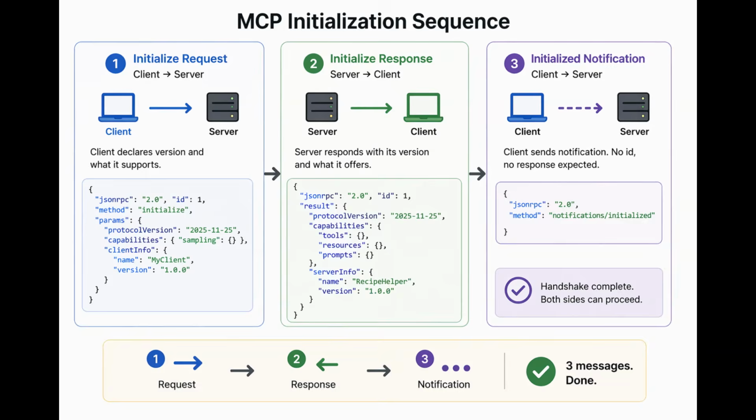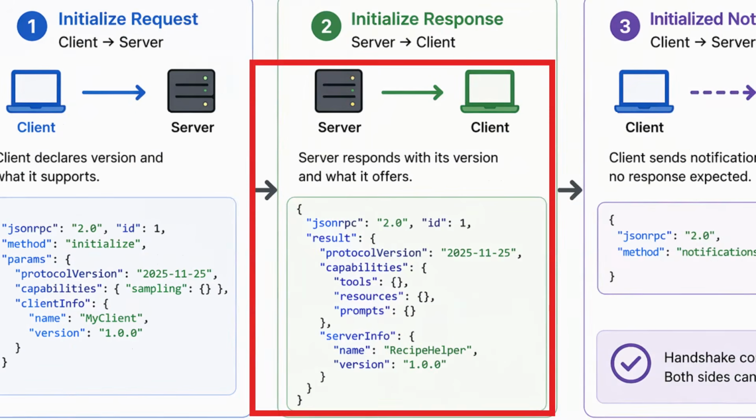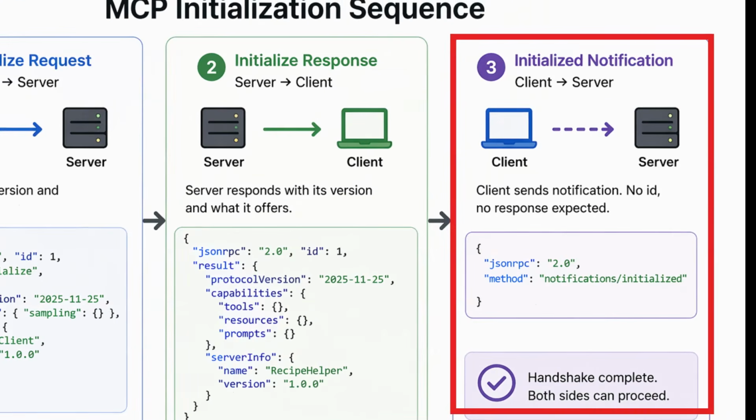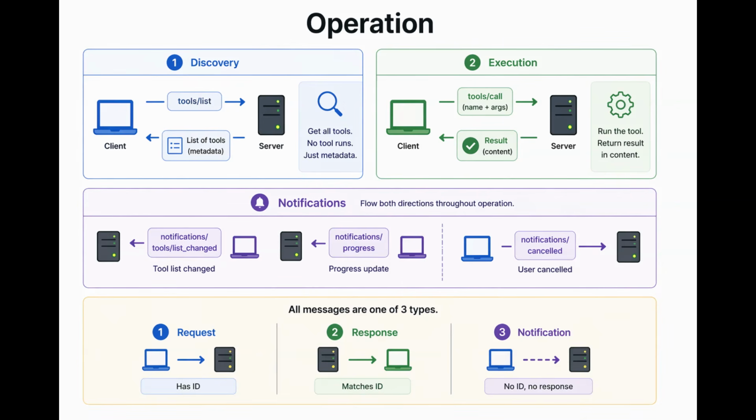Initialization. 3 messages exactly. The client sends an initialize request. It declares its protocol version and what it supports, sampling, roots, whatever capabilities it has. The server responds with its own capabilities, tools, resources, prompts, logging, and its version. The client sends an initialized notification. No ID, no response expected. This is the handshake complete signal. Neither side can do anything else before this sequence finishes. Request, response, notification. 3 messages. Done.